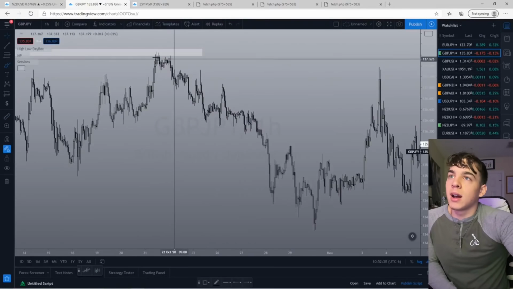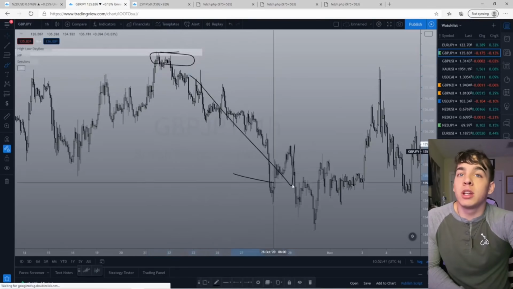And this was actually a trade that I called in the group chat. I told everyone I want to see GJ drop off of this area.